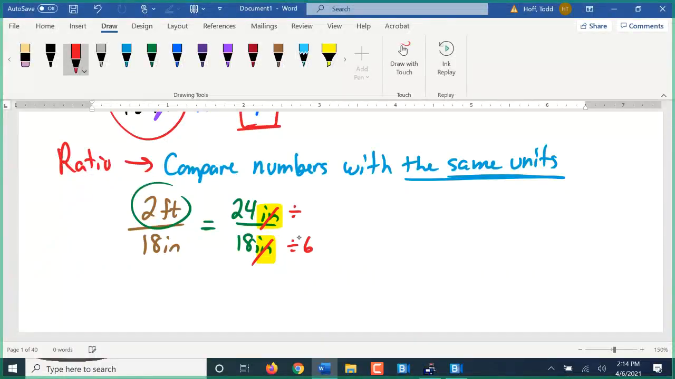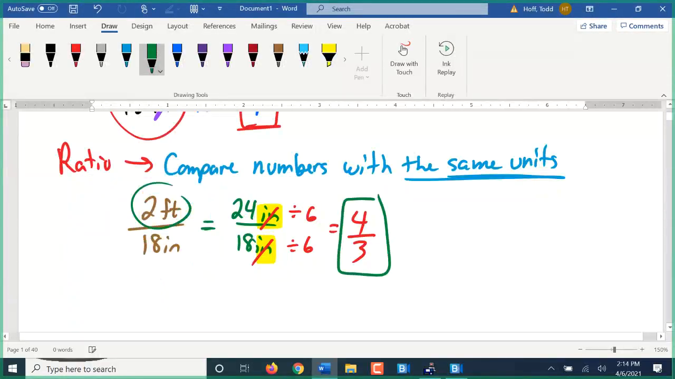Both 24 and 18 can be divided by 6, giving me a 4 to 3 ratio. Now again, if this was just a fraction, we would want to reduce that to a mixed number. But since it's a ratio, we never want to do that. We will always leave it like that. Even though it looks like an improper fraction, it's not. It's comparing 4 to 3.